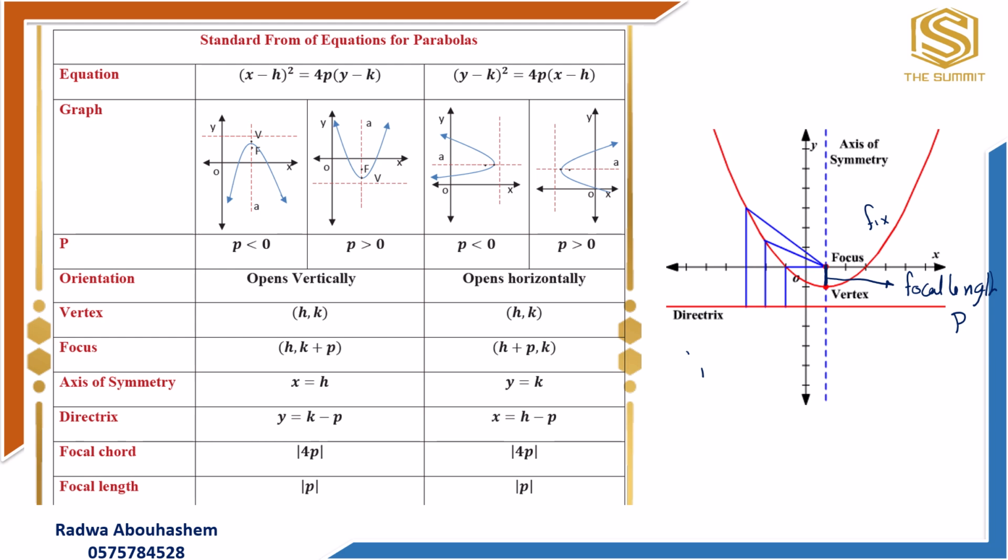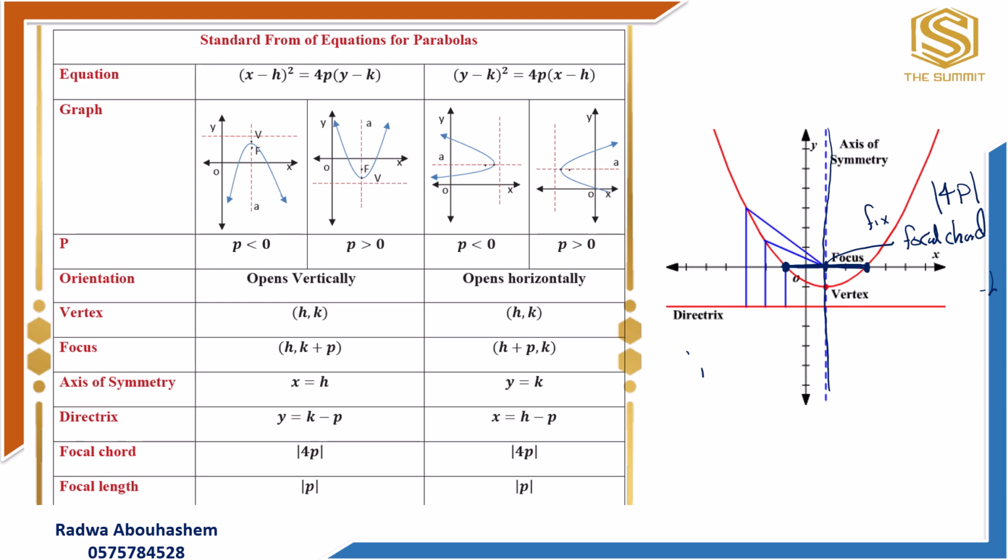Then we have another term, the focal chord. What is the focal chord? The focal chord is the line passing through the focus with two endpoints on the curve. Here is the focus and the two endpoints on the curve, so this one we call the focal chord. And it's equal to 4 times the focal length, or 4p. Okay, good. So we still have the axis of symmetry. The axis of symmetry is just a dashed line passing through the vertex and dividing the curve into equal parts.